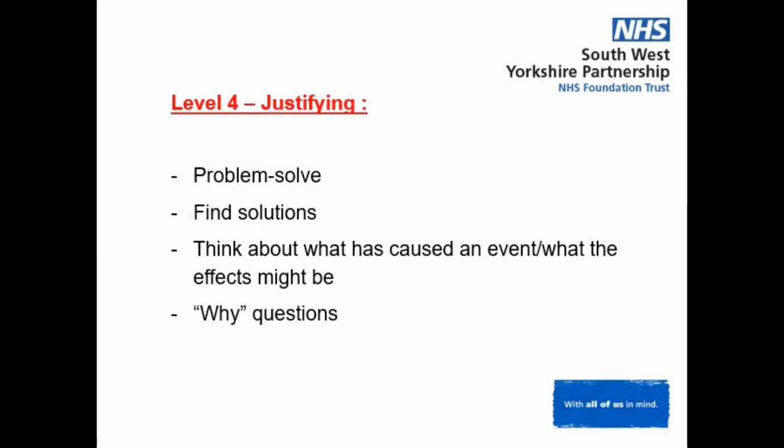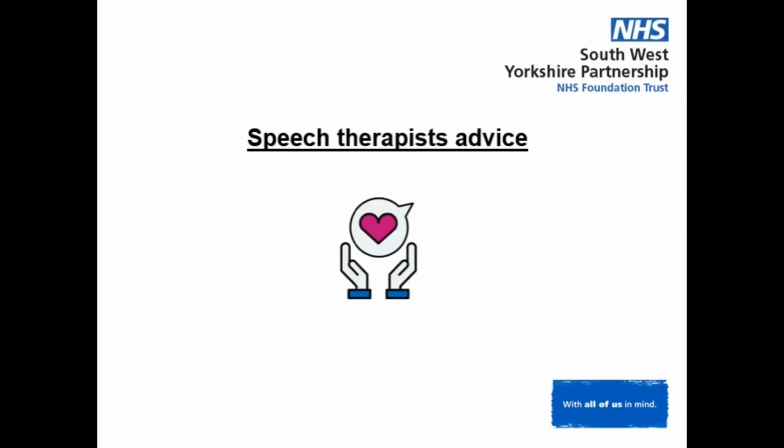And remember, for our final level, your child needs to be able to problem solve, find solutions and think about what has caused an event and what the effects might be. Why questions are always asked at this level. Speech therapists advise you to reduce the number of questions you ask your child and use comments to help your child learn. This is still true when thinking about blank level questions. A useful tip is to use your fingers on your hand. Every time you ask one question, comment 4 times.